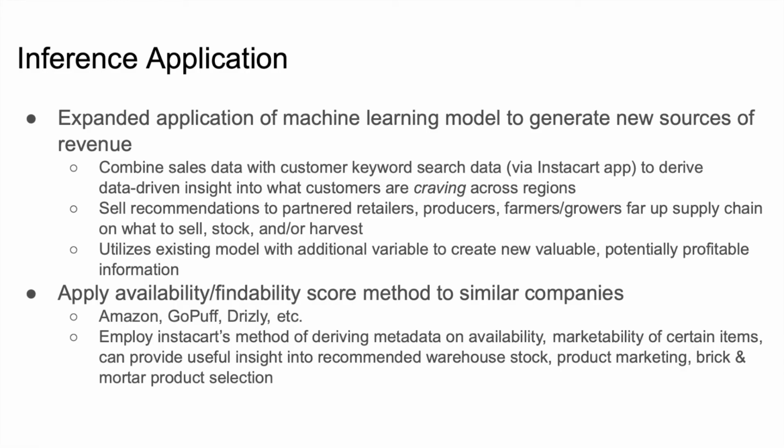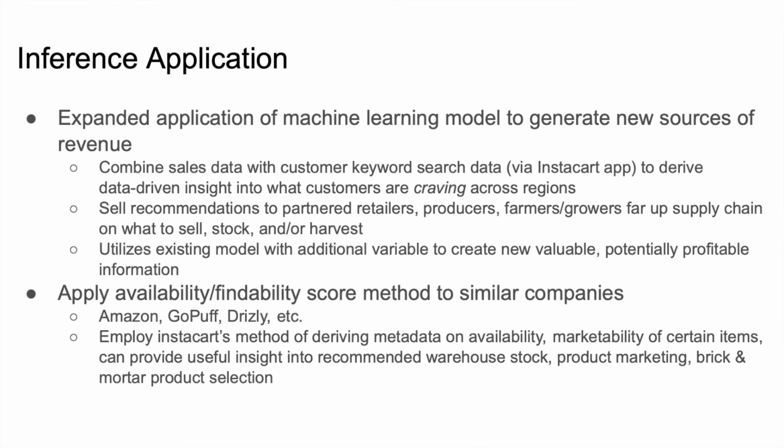So for our inference application, essentially the same machine learning concept utilized by Instacart currently to predict the real-time availability of grocery items can actually be expanded upon and further employed in other applications that could potentially generate new sources of revenue for the company. So in order to make predictions of the real-time availability of a grocery item, Instacart's current machine learning method gathers data on the sales volume of particular items in addition to some other crucial variables.